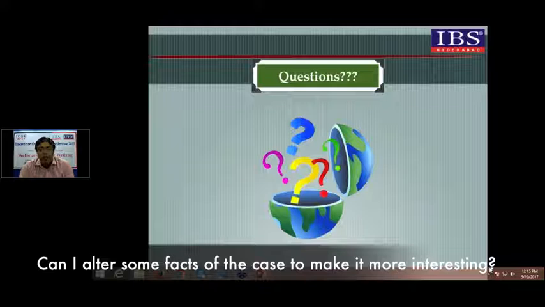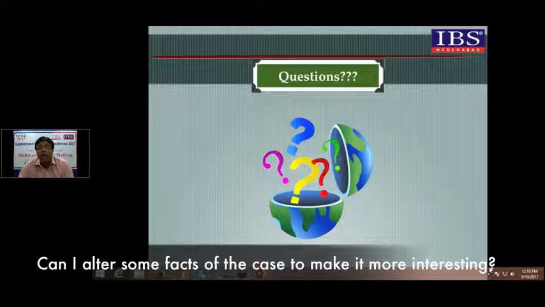So you have your information and you are thinking whether you can make some alterations in whatever you have collected, to make your case more interesting. I think many case writers who are very experienced do some of these things to some extent, because with experience they know how much to alter the facts.